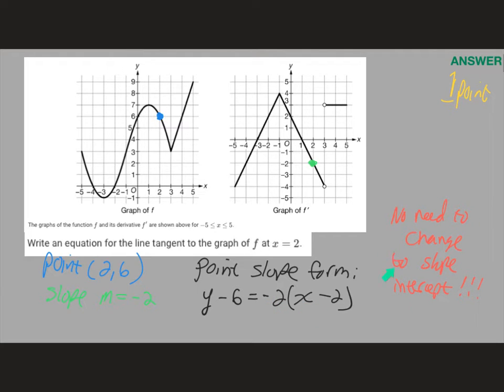You don't have to change it to slope intercept form. You can leave it in point slope form. That was worth 1 point. If you have correct point slope form, but then turn it into slope intercept form and make a silly mistake, you won't get that single point.